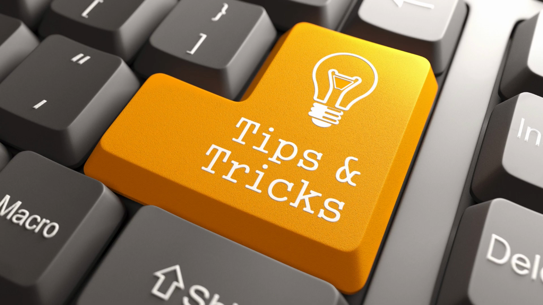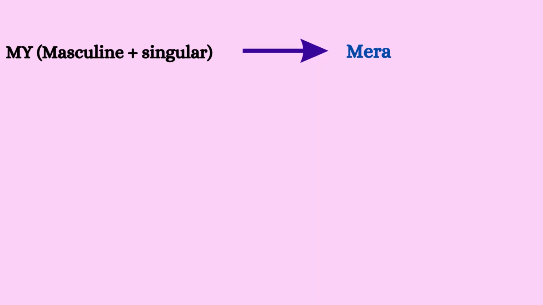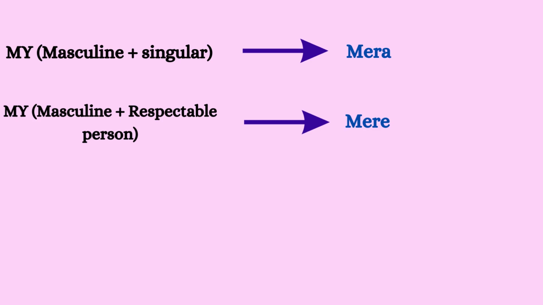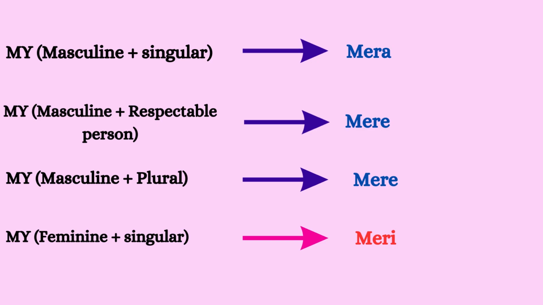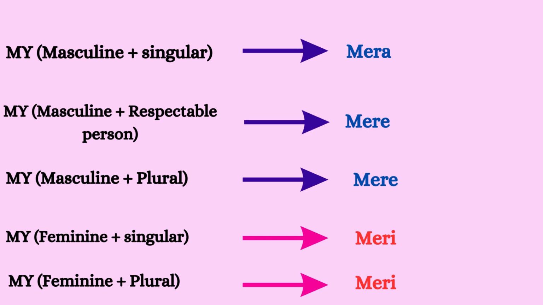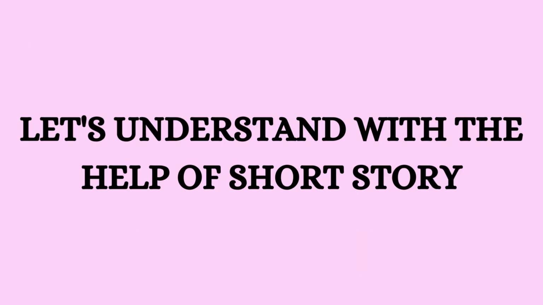So friends, a quick overview of what we have learned till now. My, when it refers to a masculine and a singular word, is mera in Hindi. My, when it refers to a masculine and a respectable person, will become mere. And my, when it refers to a masculine and a plural word, it will be mere. My, when it refers to a feminine singular word, it will be meri. And my, when it refers to a feminine and plural word, it will still be meri. Now friends, let's consolidate and apply our knowledge with the help of a short story.